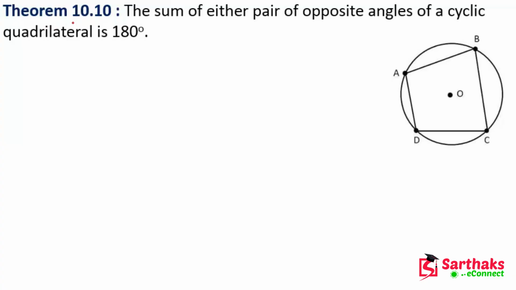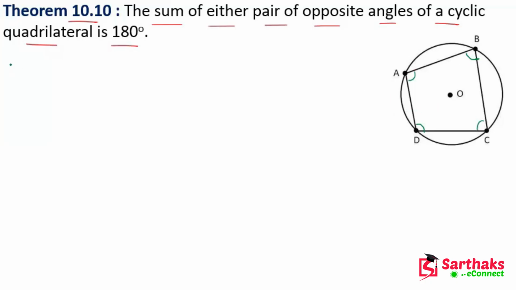Theorem 10.10 states that the sum of either pair of opposite angles of a cyclic quadrilateral is 180 degrees. According to this theorem, angle A plus angle C is equal to 180 degrees in a cyclic quadrilateral, and angle D plus angle B is equal to 180 degrees. It means the sum of either pair of opposite angles of a cyclic quadrilateral is 180 degrees. So we have to prove this.